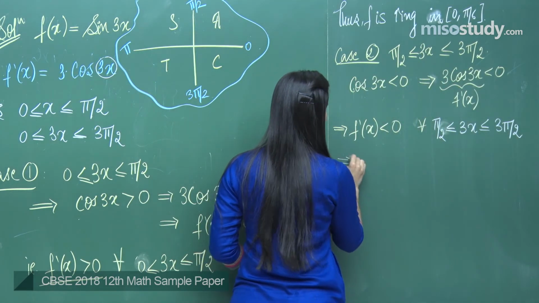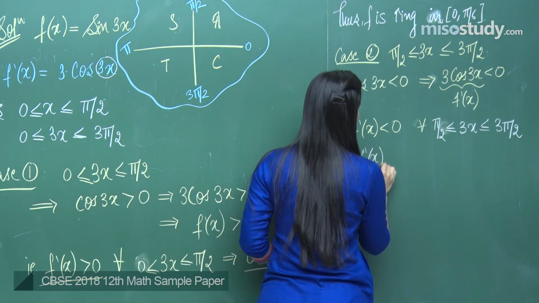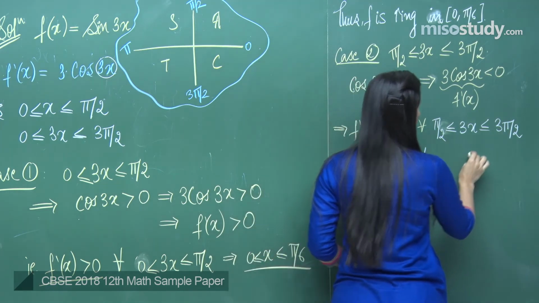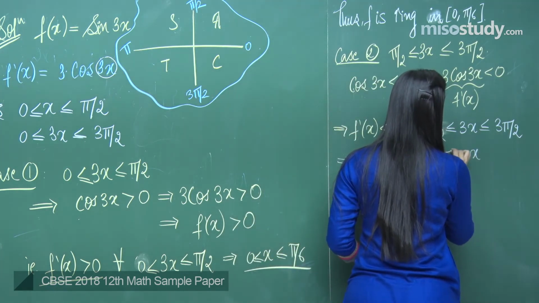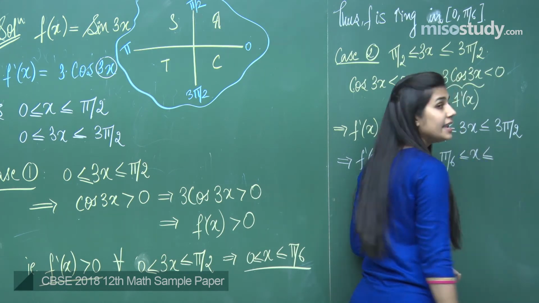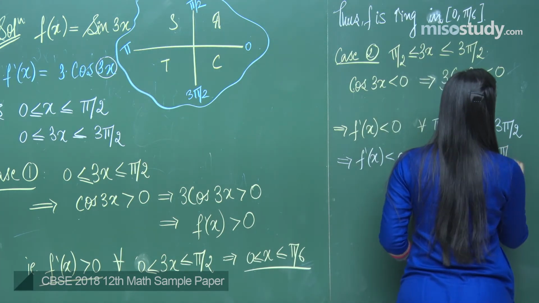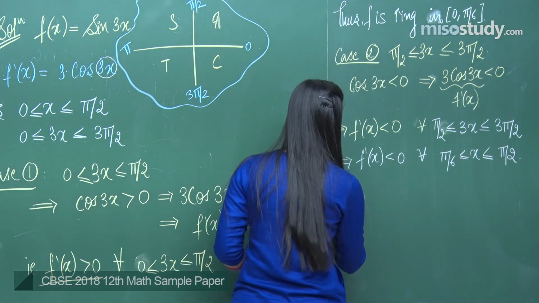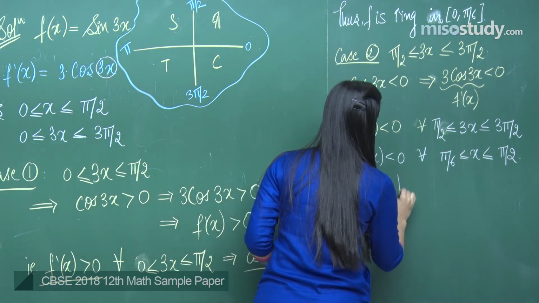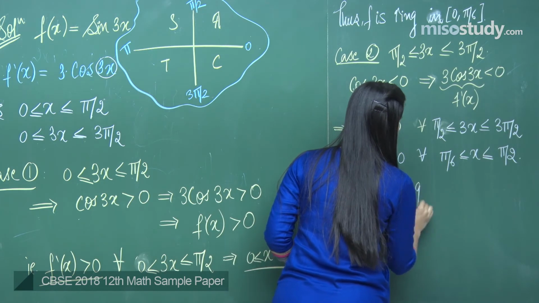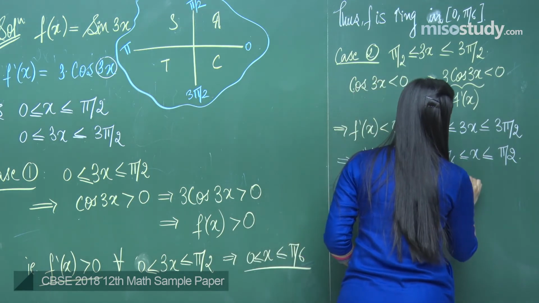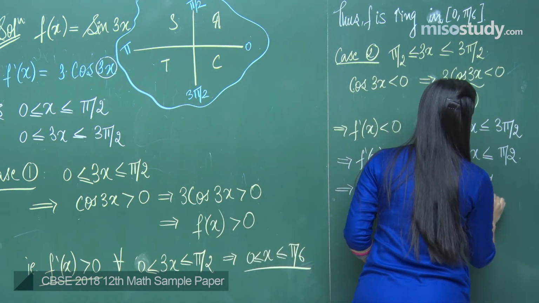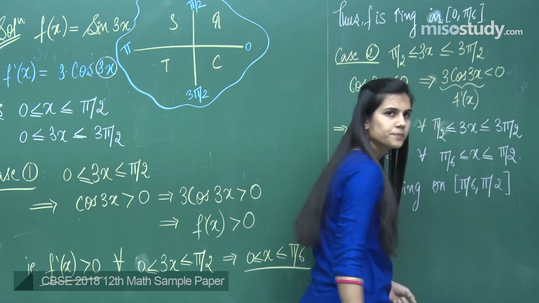which means f dash x is less than 0 for all x greater than or equal to pi by 6 and less than or equal to pi by 2. Yes, this means f is decreasing on the subinterval pi by 6 to pi by 2.